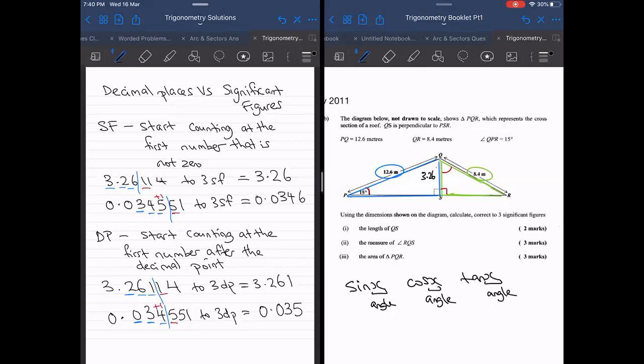So if there are any questions about the decimal places and the significant figures, let me know now.